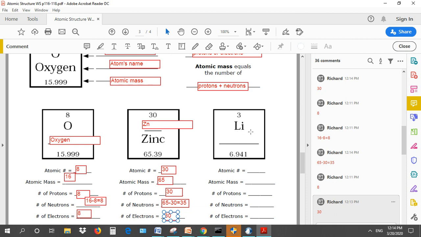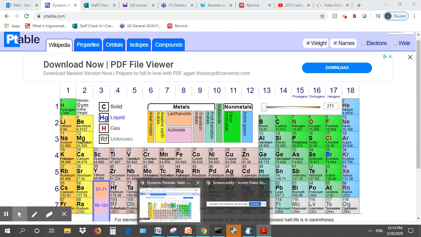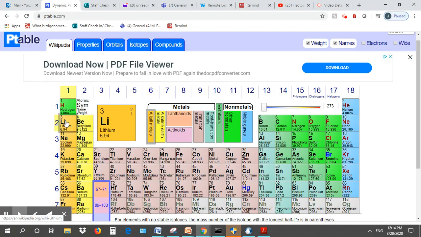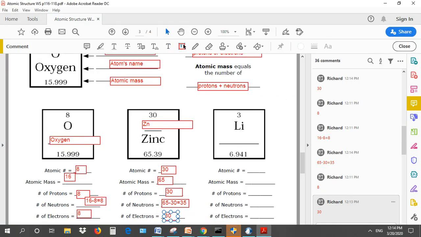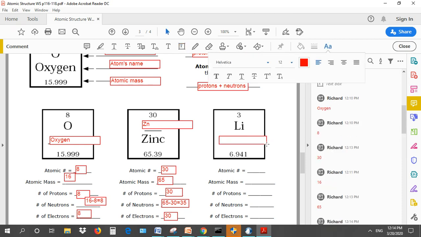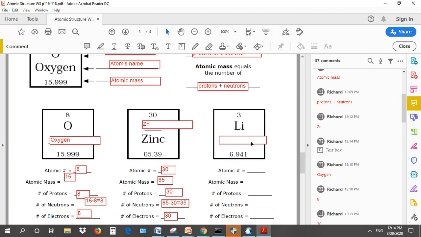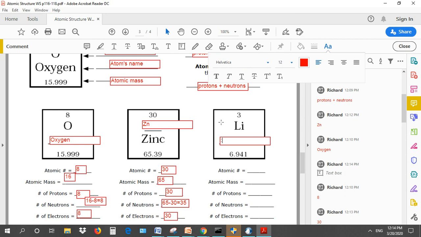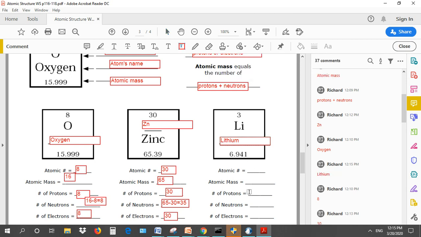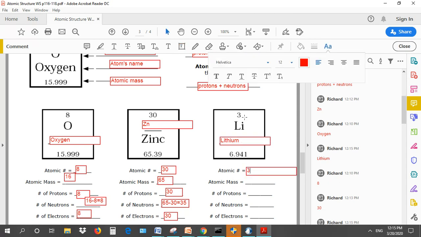I can't remember what number 3 is, so let me just go to the periodic table. Number 3, here we go. Number 3 is lithium. Li is lithium. So let's go to our worksheet and let me spell out the name of the atom. Okay, let me see, it doesn't let me type it, so let me get another box. Lithium. Lithium. And atomic number, it is 3.